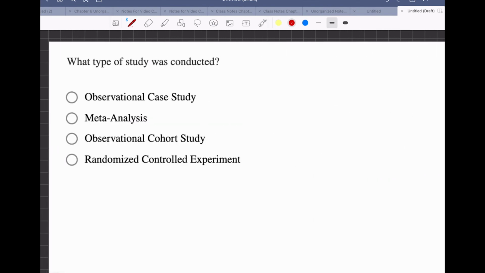What type of study was conducted? Observational case, meta-analysis, we haven't talked about that. Observational cohort study or randomized controlled experiment. Obviously, it is the randomized controlled study.